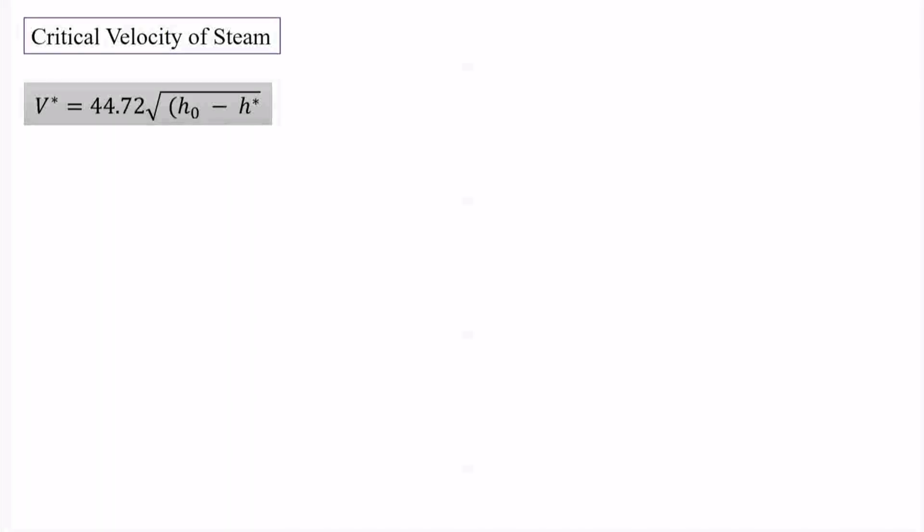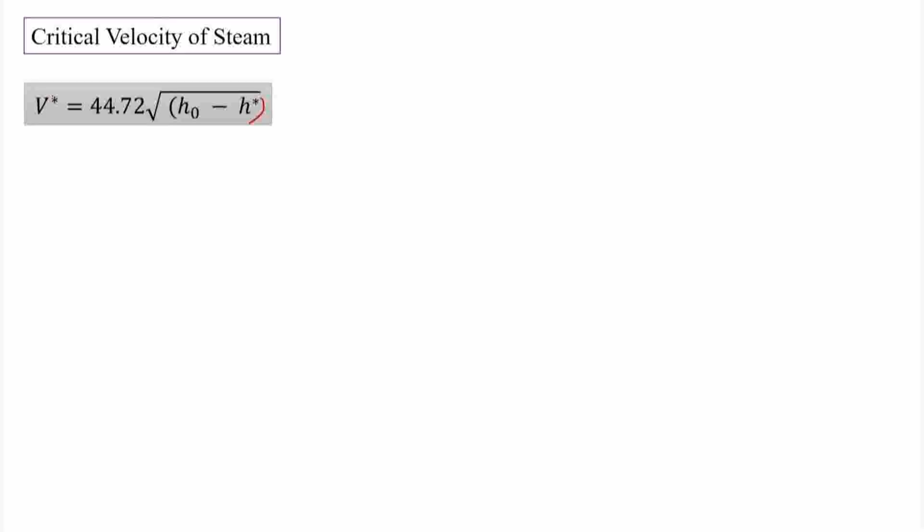That means when the steam has reached Mach number 1, and that corresponds to 44.72 into square root of H naught minus H star. Basically we had seen that dH is equal to VdV. So kinetic energy change is equal to change in enthalpy. So change in velocity is equal to square root of change in enthalpy.